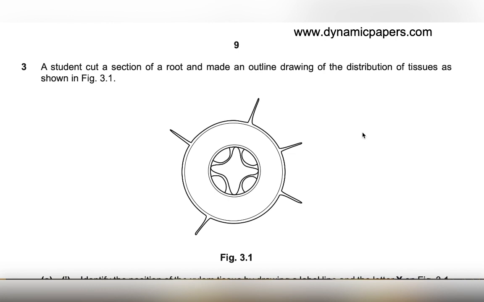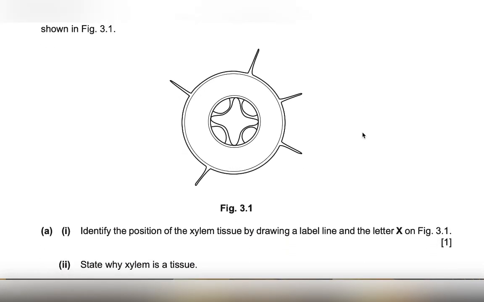It says a student cut a section of a root and made an outline drawing of the distribution of tissues as shown in figure 3.1. The first question says identify the position of the xylem tissue by drawing a label line and the letter X on figure 3.1. Identify the position of the xylem tissue, and show it with X.